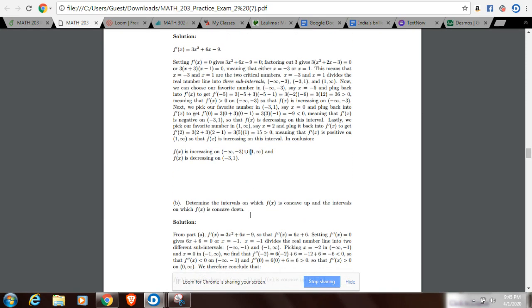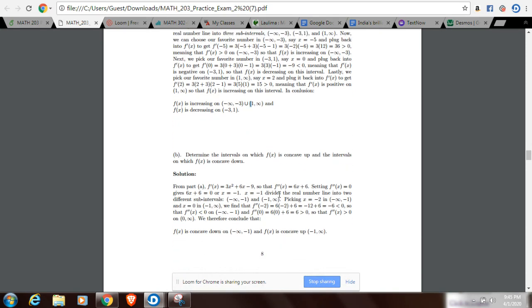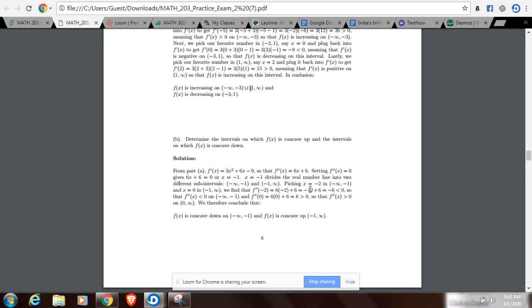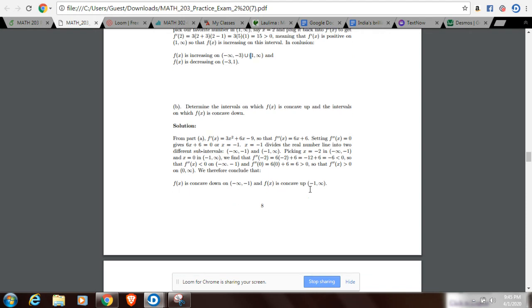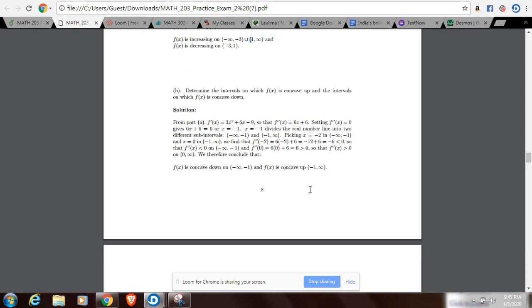Okay, to determine whether it's concave up and concave down, just differentiate again. You get 6x plus 6. You can check that. And this should be familiar by now. Set the second derivative equal to 0. We get 6x plus 6 is 0, or x is negative 1. x equal to negative 1 divides the real number line into two subintervals, negative infinity to negative 1, and negative 1 to infinity.